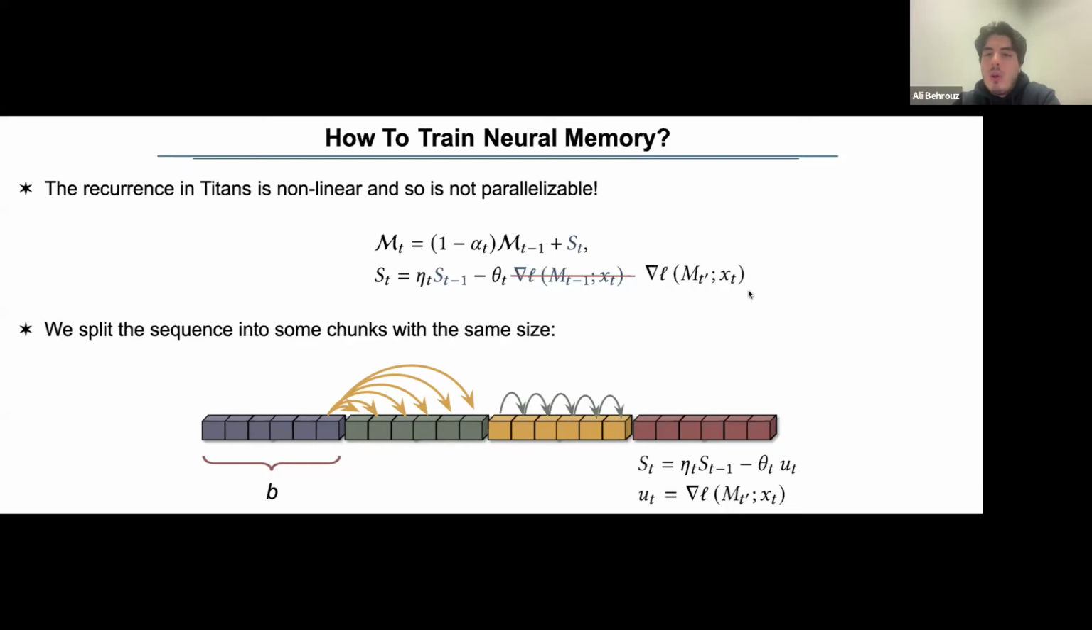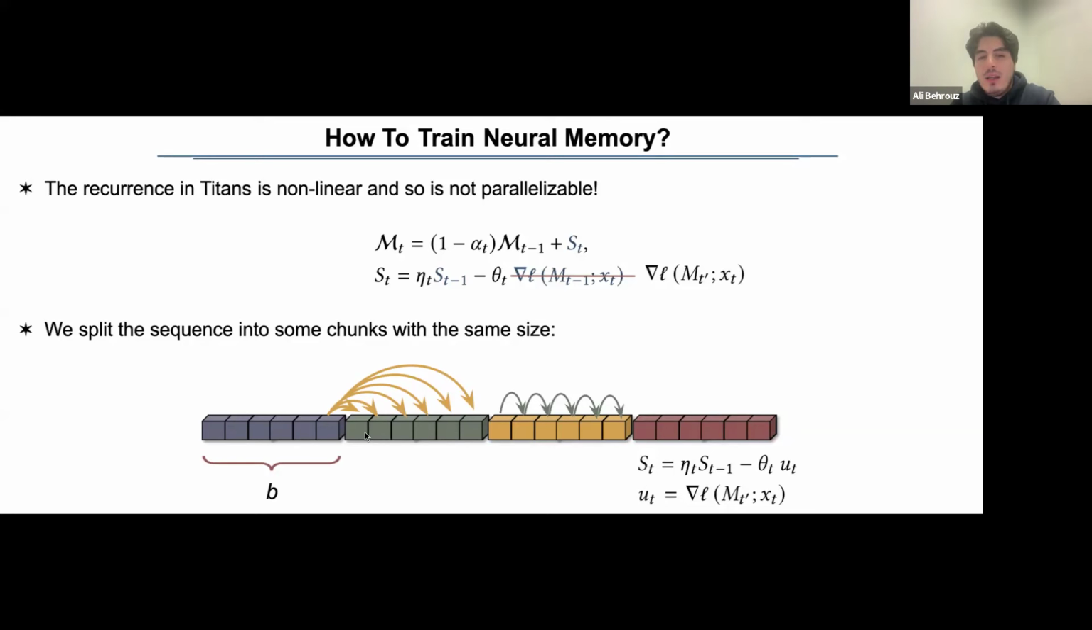How? Let's just call this gradient UT. We can calculate all UTs at the same time. So basically we have all UTs in this specific subsequence. And if we look at this surprise metric formula that we have, we just substitute this gradient with UT, and we know that UT is given because we have calculated it at the beginning of this chunk. So this formula is a linear recurrent formula, and we can simply parallelize it inside each chunk or subsequence.